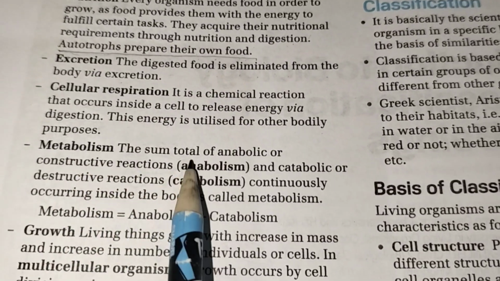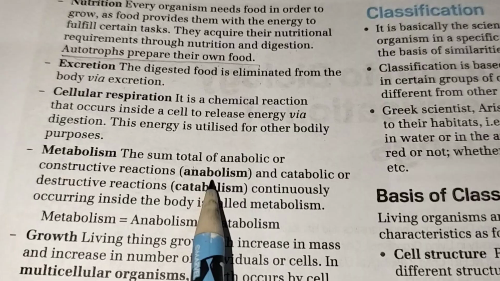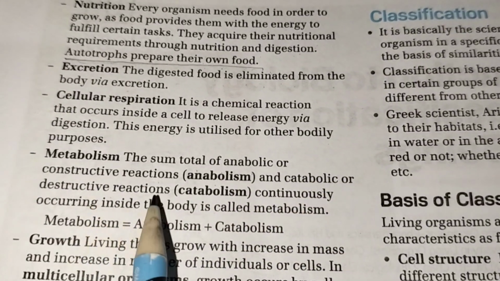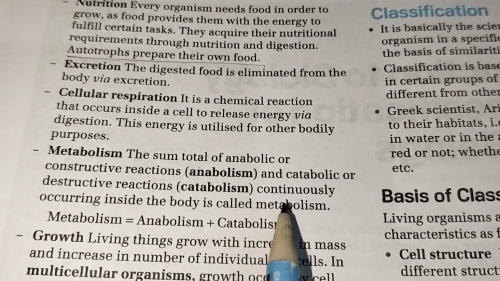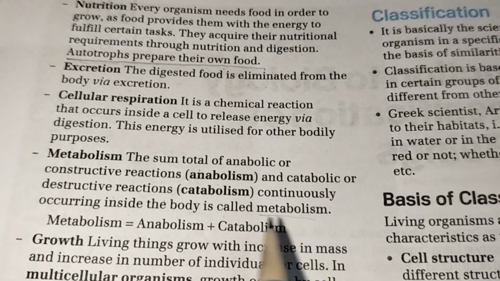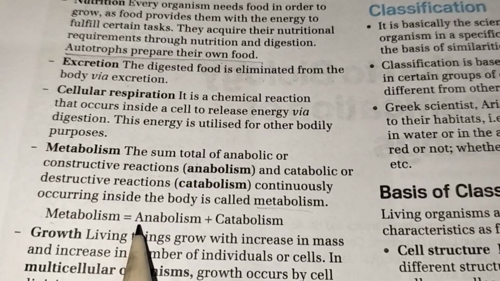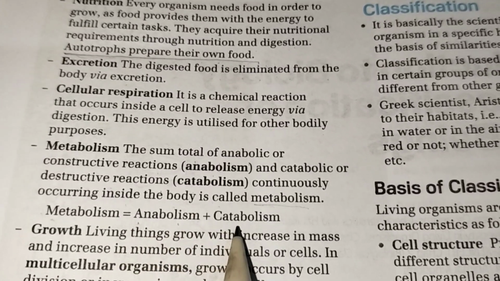Metabolism: the sum total of anabolic or constructive reactions, anabolism, and catabolic or destructive reactions, catabolism, continuously occurring inside the body is called metabolism. So what is the formula for metabolism? Metabolism is equal to anabolism plus catabolism, right?